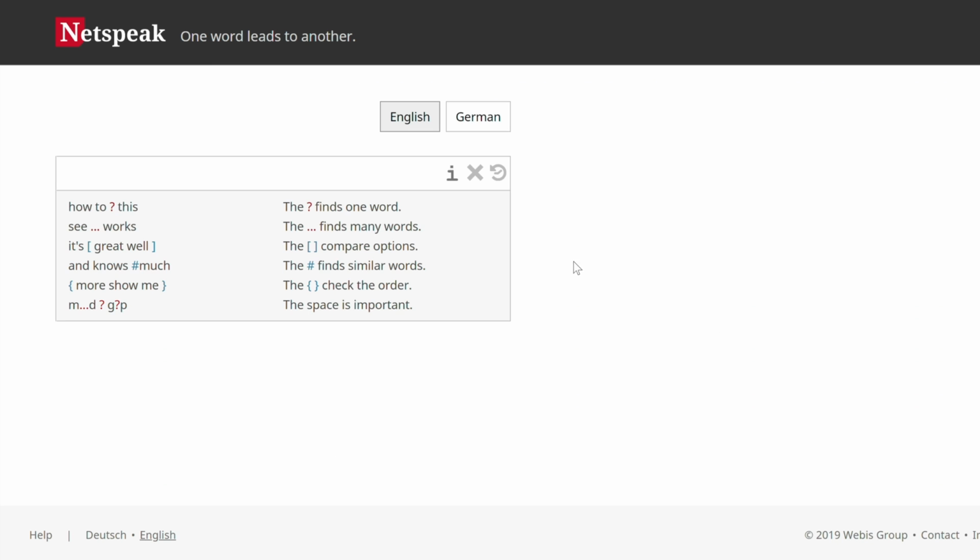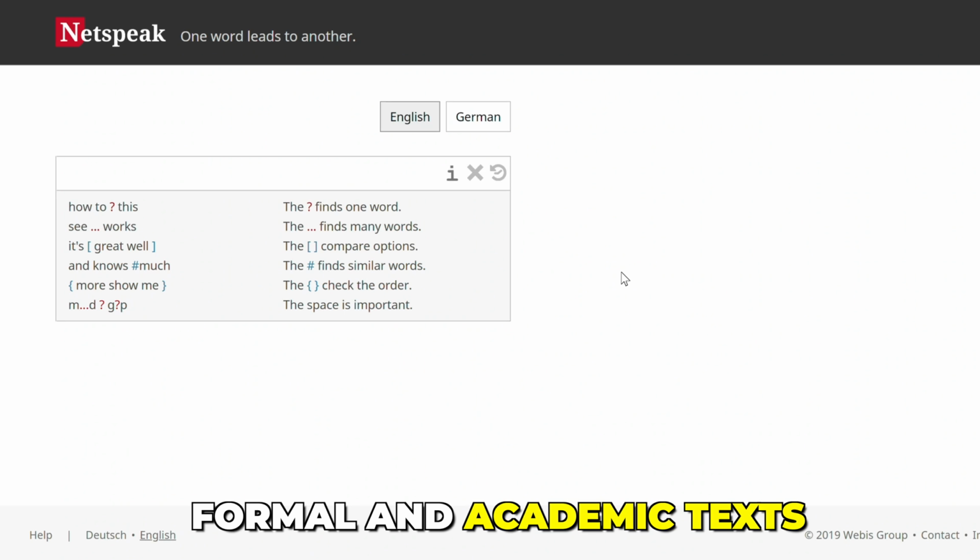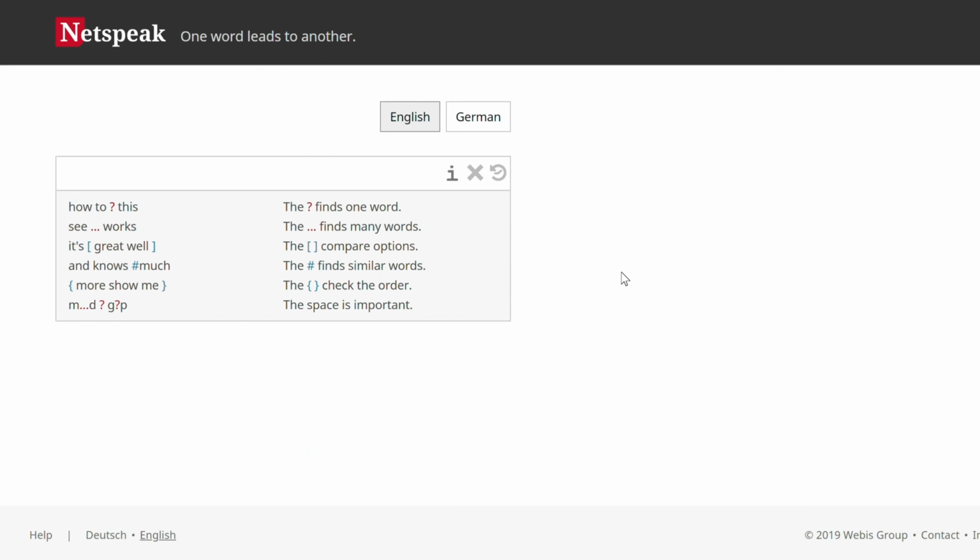And this is basically a corpus. So basically this website has a lot of texts, specifically quite formal and academic texts. And then it just goes through all those texts, searching for the words that you're looking for and showing you what other words are related to that word, synonyms and things like that. So when you land on netspeak.org, you will see a little bit of explanation here of the different things that you can use.